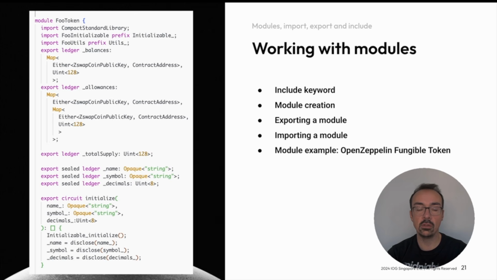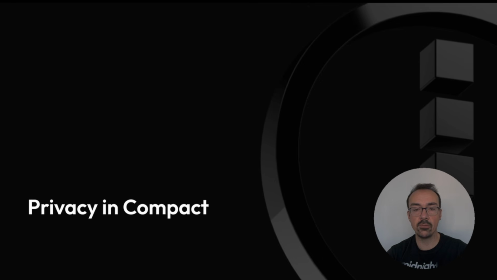So the inside of the module works the same as a contract, except that you cannot use a constructor. And I would encourage you to check on GitHub. The OpenZeppelin contracts are open source, so you can check them. The code is very good, it's very clean, and it's a very good starting point for more complex applications on Midnight. So now let's talk a little bit about privacy in Compact.